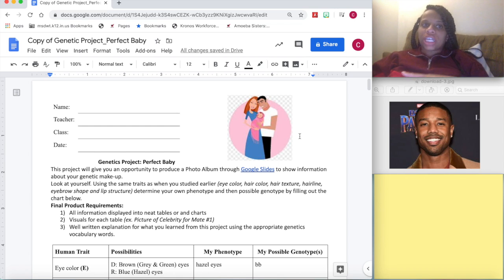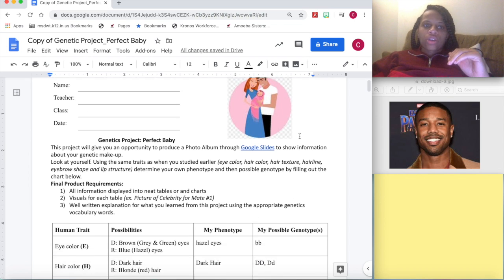Your new project will actually be the perfect baby, but instead of doing three potential mates, I just want you to focus on one potential mate. I don't want you to worry about the other two. When I send you this video, I'll also send you the actual copy of the document that I want you to use, so you don't get confused with the parts that you have to fill out and what you don't have to fill out.